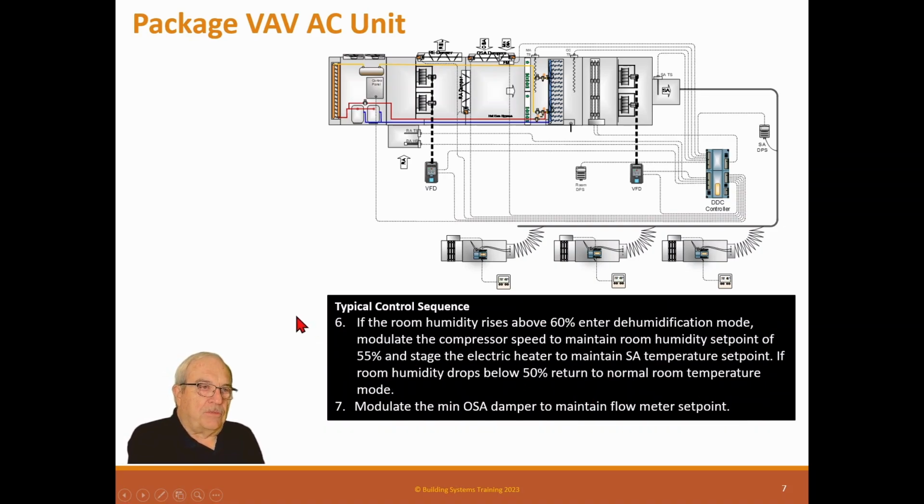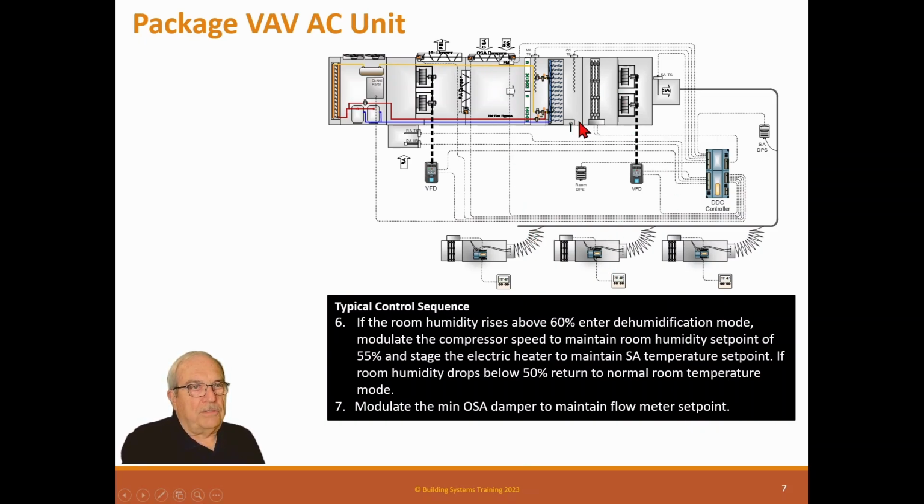Now here, this system also has a dehumidification mode. If the room humidity rises above 60%, enter the dehumidification mode. Modulate the compressor speed to maintain room humidity set point of 55% and stage the electric heater to maintain supply air temperature set point. If the room humidity drops below 50%, then return to normal room temperature mode. Modulate the outside damper to maintain the flow meter set point, which I already talked about up here.